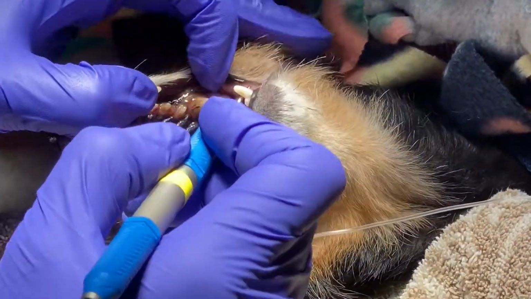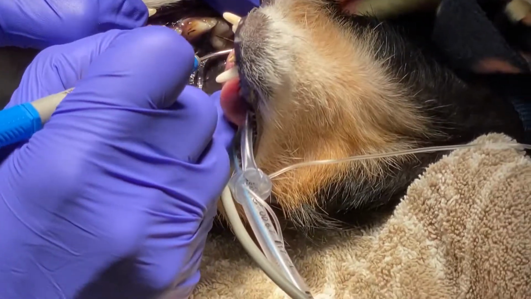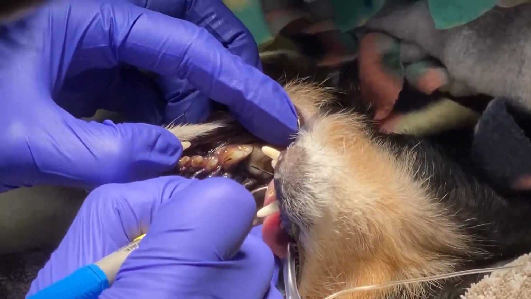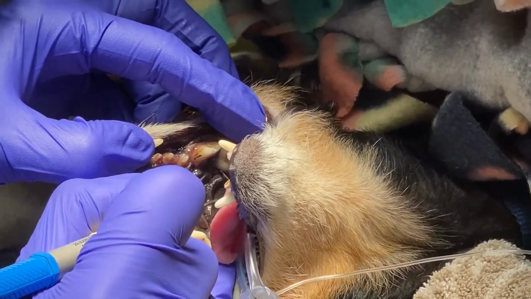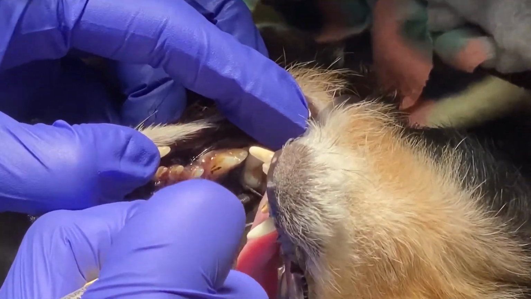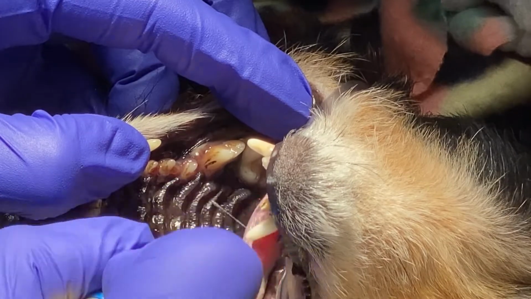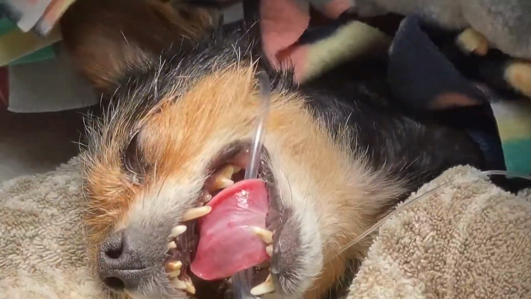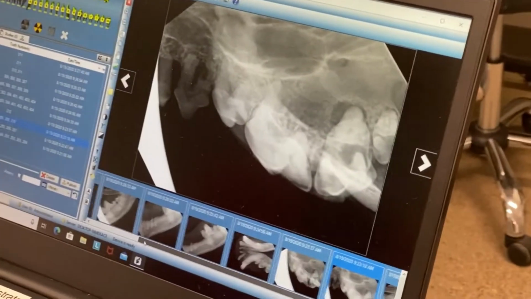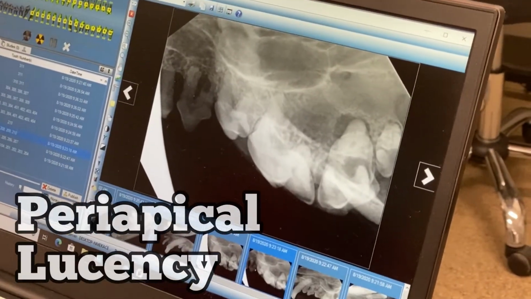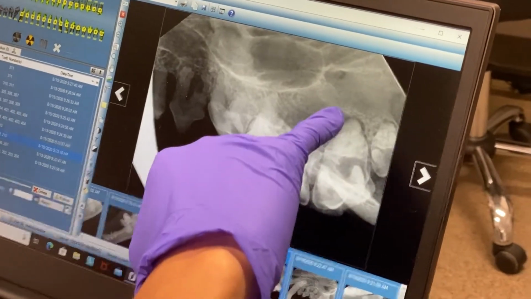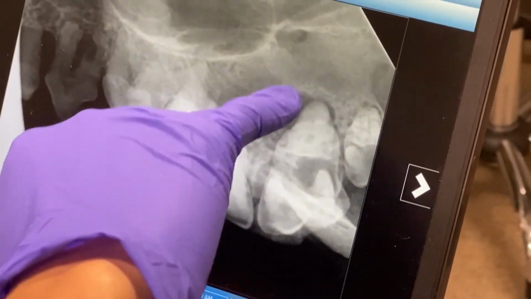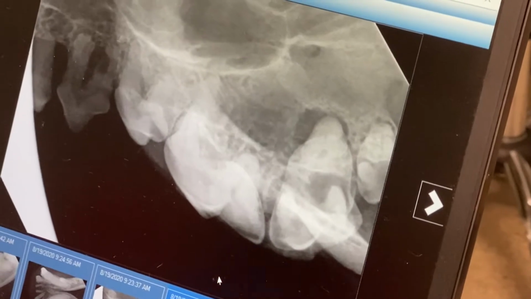Another example of dental disease, we've got a molar in the back here that has some mobility. You can notice that mobility on that tooth. It also has some deep pockets around this palatal root. This is a good example of a tooth that has what we call a periapical lucency. You notice this clearing of bone around the root of that particular tooth.